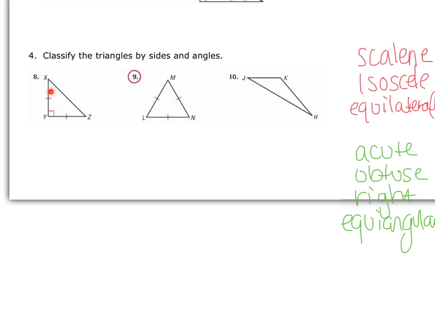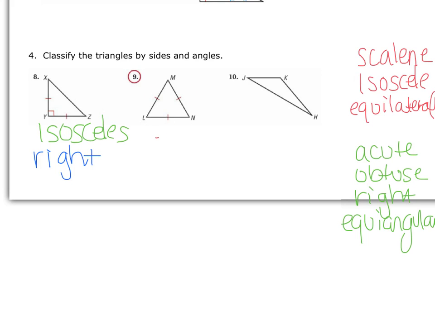So if we look here at this triangle, if we look at the sides, there are 2 marked congruent. So if 2 are marked congruent, we call that isosceles. Now let's look at the angles, and I notice that there is 1 right angle, so that makes it an isosceles right triangle.